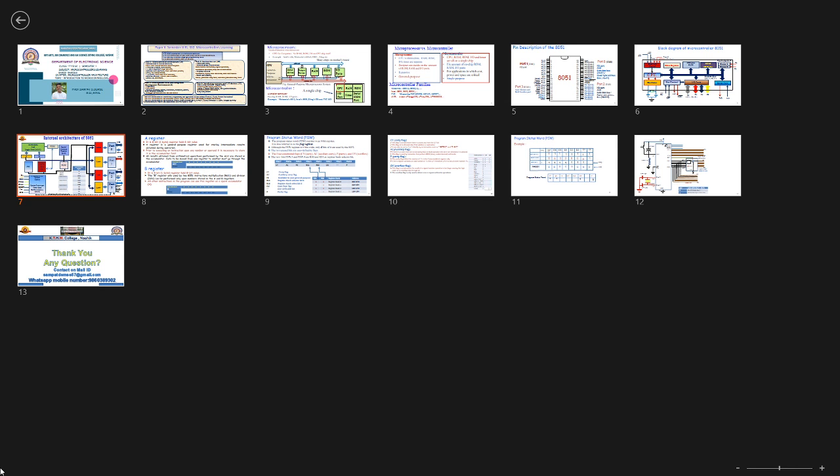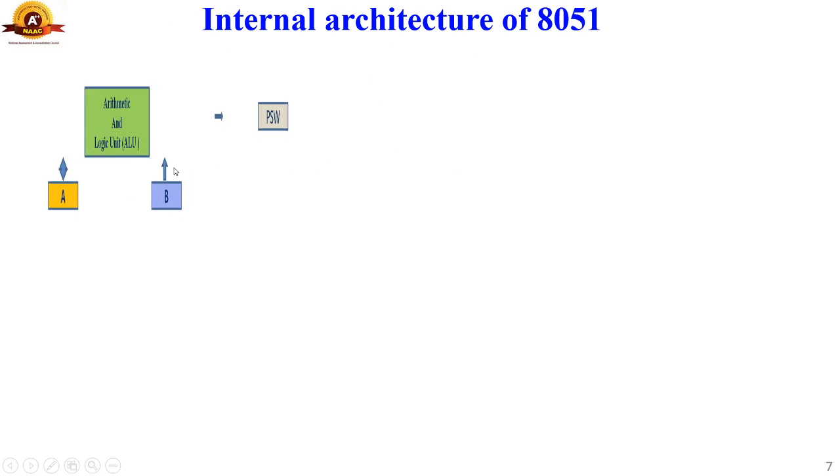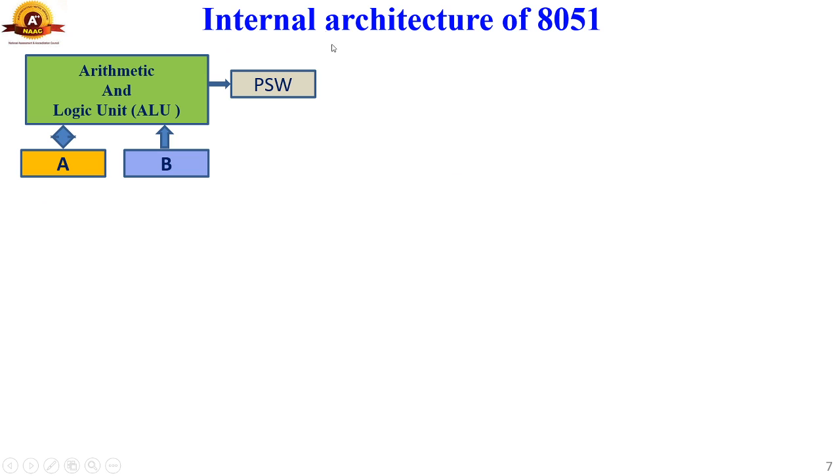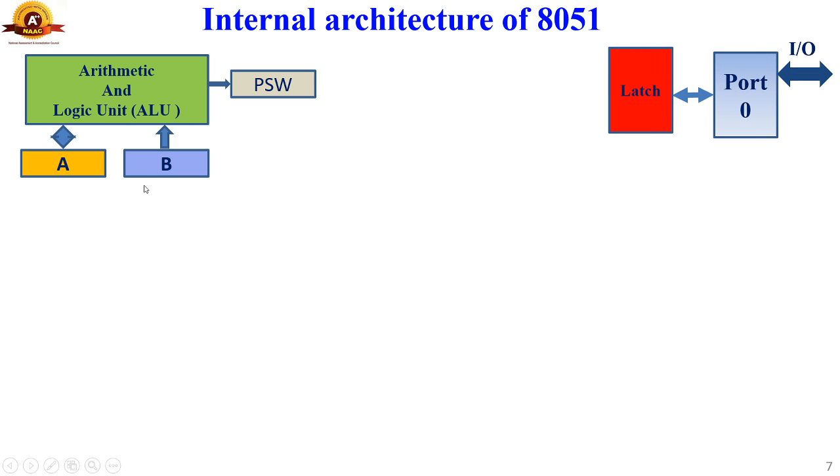The internal architecture consists of the CPU, central processing unit, which consists of the arithmetic logic unit, the A register and B register. These supply the operand to the ALU. The ALU performs the operation and generates the result. The flags get updated according to the result. So this is nothing but the central processing unit of the 8051 microcontroller.